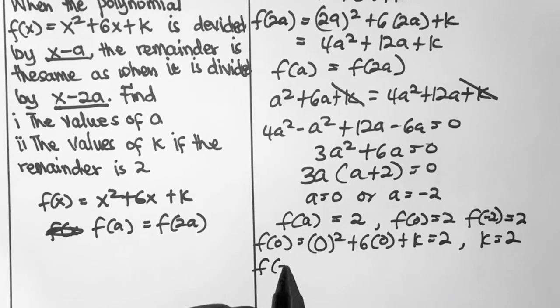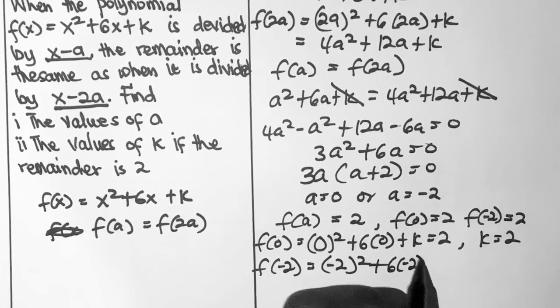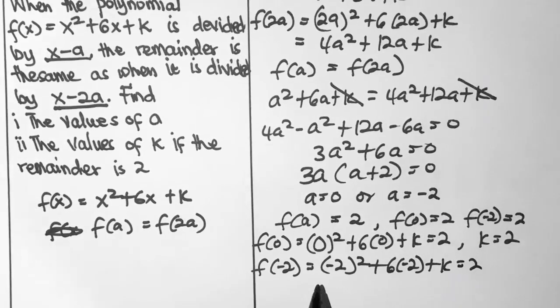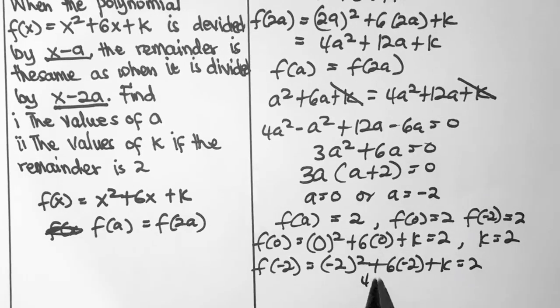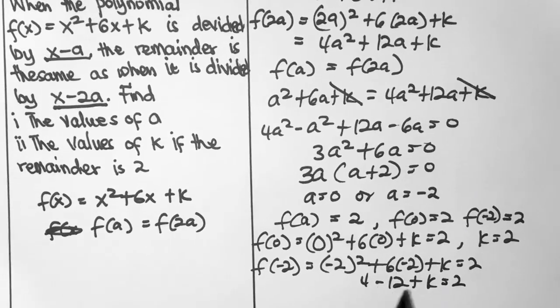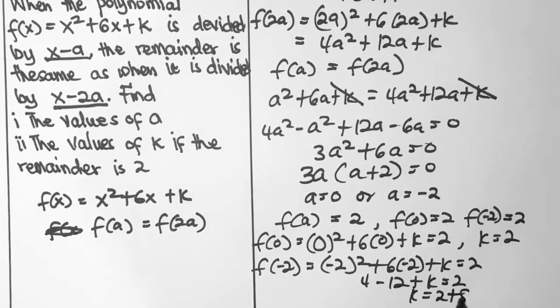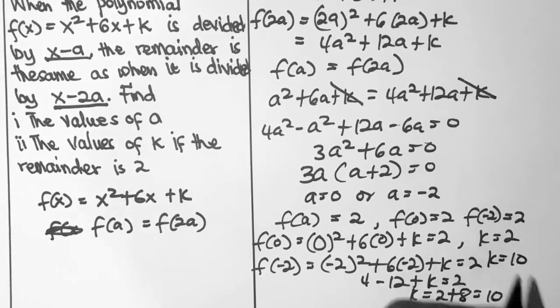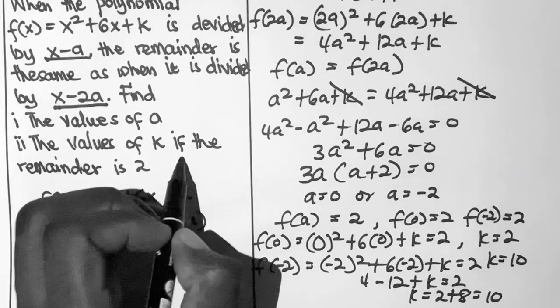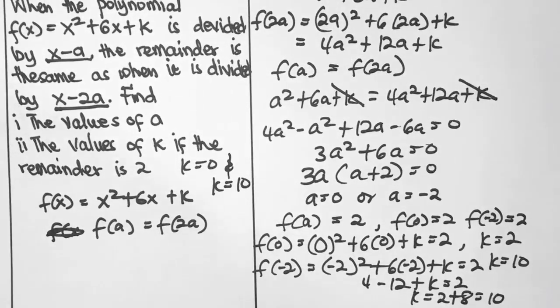And then now let's find f of minus 2. That is equal to minus 2 all squared plus 6 times minus 2 plus k. And that's equal to 2. Now minus 2 squared is 4. Then 6 times minus 2 is minus 12 plus k is equal to 2. So 4 minus 12 is minus 8. Now this becomes k equals 2 plus 8, which is equal to 10. So you can see that k is also equal to 10. So the values of k are k equals 2 and k equals 10.